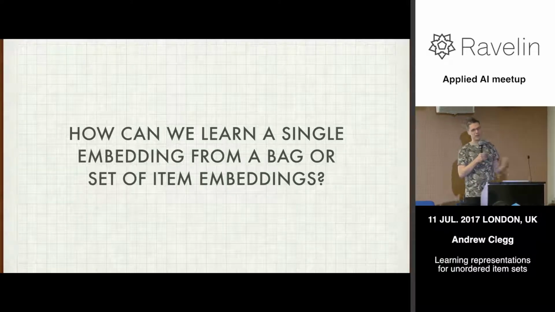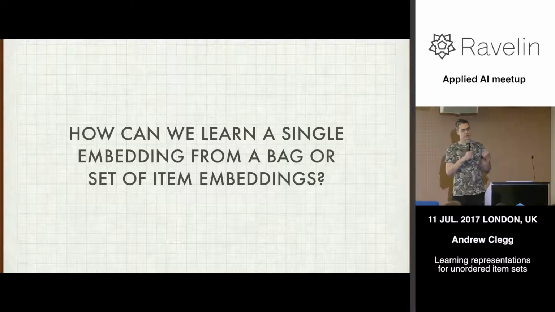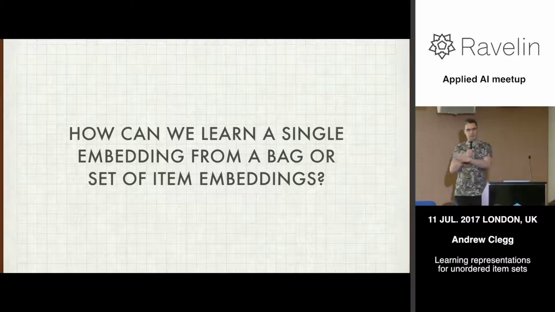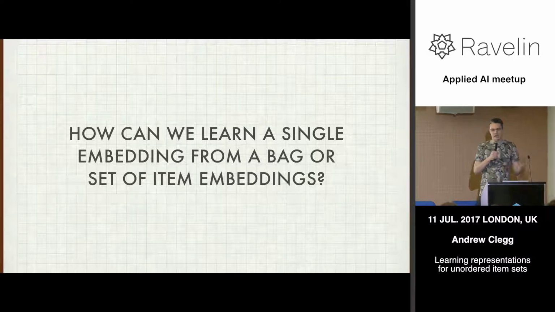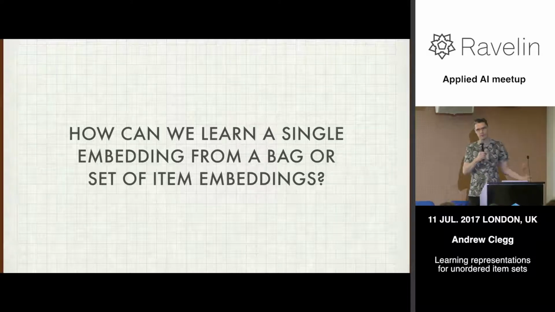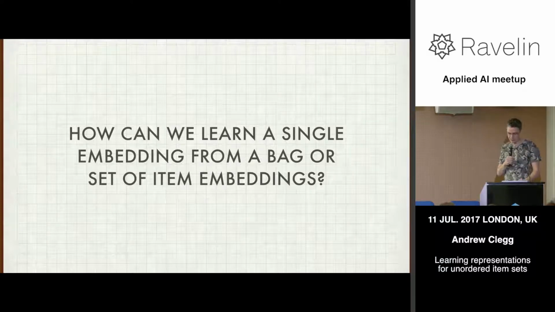How can we learn a single embedding from a bag or set of item embeddings in a way that's more efficient than using the order that they're presented in? Or how can we learn an embedding from a bag or set when they have no order to begin with? So really any ordering that you did use was spurious or misleading.